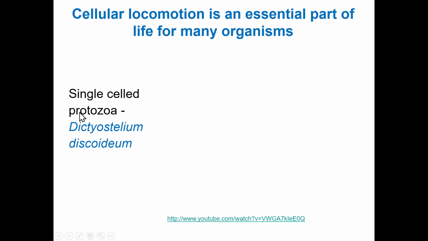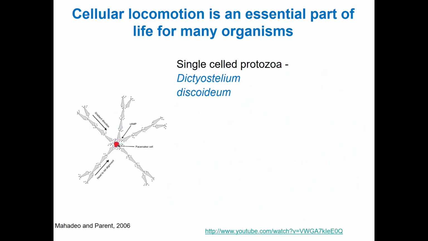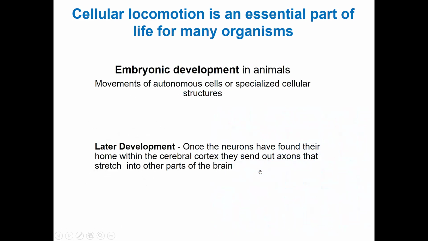For example, the single-celled protozoan Dictyostelium discoideum also has motility. And in Dictyostelium discoideum, they can show motility toward chemicals also. Lots of studies have been done in the amoeba. Amoeba can cause disease also, so it can show chemotaxis toward the potential host cell.